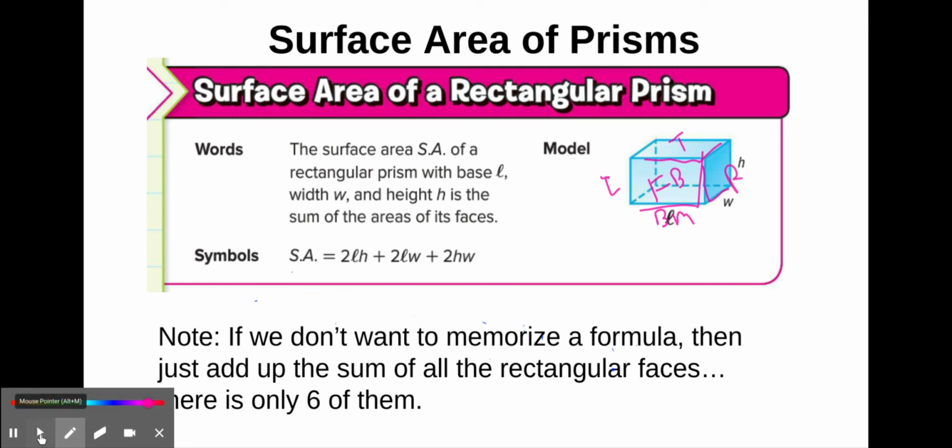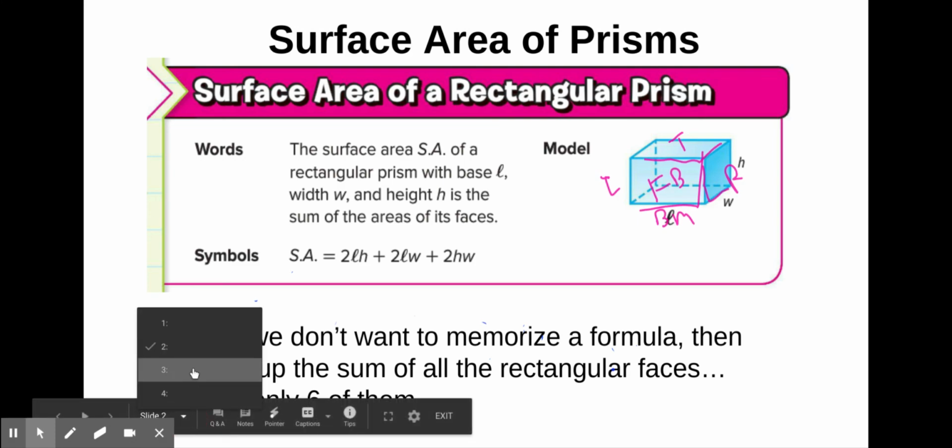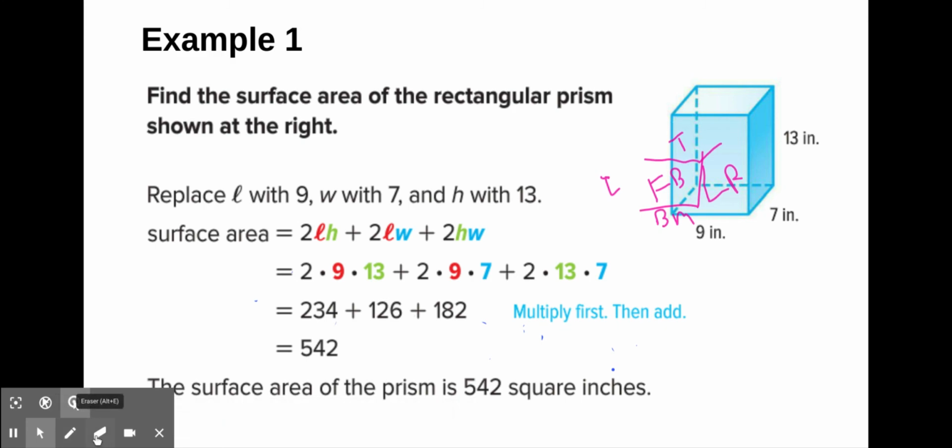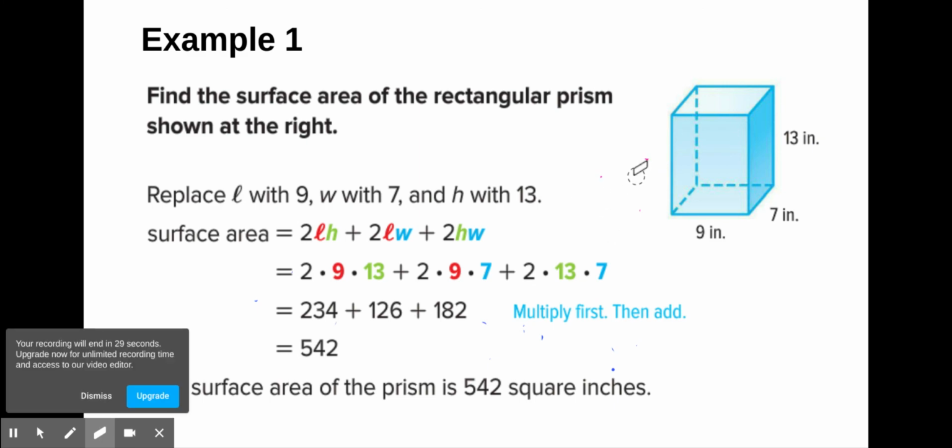Let's go to the next slide here. Go through an example here. So slide 3, boom. All right, so I'll erase this. And so if we have our rectangular prism here, right? Oops, I'll have to talk about that in the next one here. I spent too much time drawing. All right, out here.